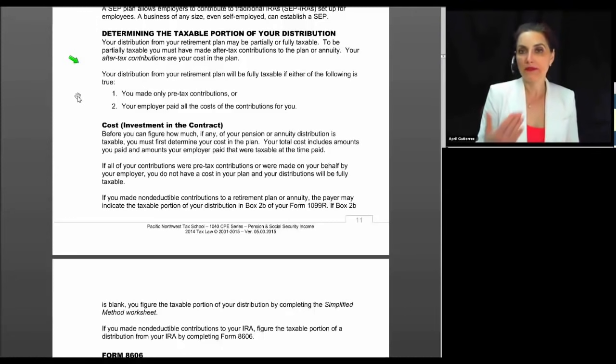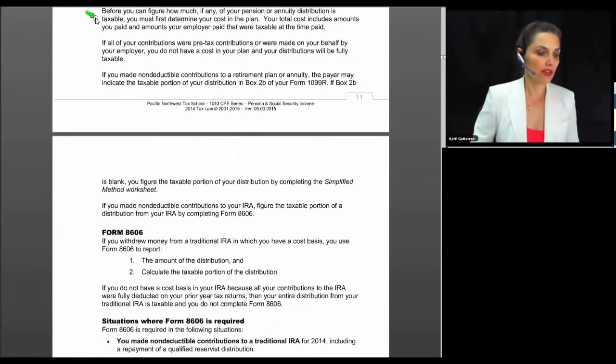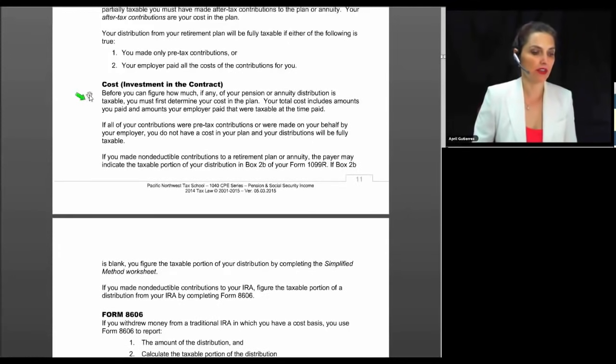But if you made after-tax contributions to the plan, then some of the distribution from the plan is going to be a return to you of that cost, and your job is to determine how much of the distribution is going to be allocated to a return of cost, and therefore not taxable. So let's talk about cost, or investment in the contract.